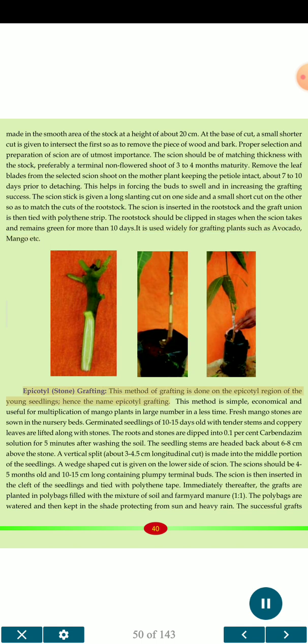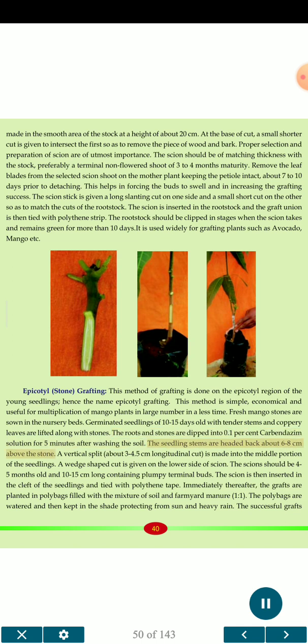Epicotyl stone grafting. This method of grafting is done on the epicotyl region of the young seedlings, hence the name epicotyl grafting. This method is simple, economical and useful for multiplication of mango plants in large number in a less time. Fresh mango stones are sown in the nursery beds. Germinated seedlings of 10 to 15 days old with tender stems and coppery leaves are lifted along with stones. The roots and stones are dipped into 0.1% carbendazim solution for 5 minutes after washing the soil.